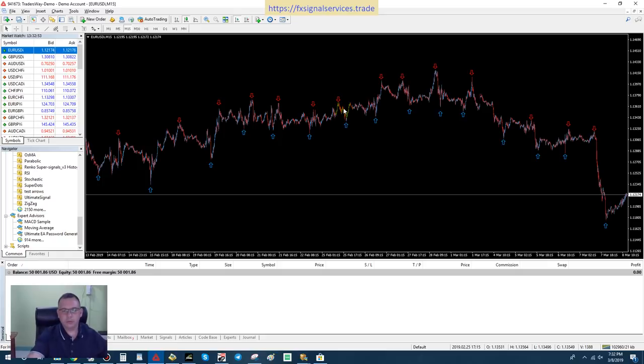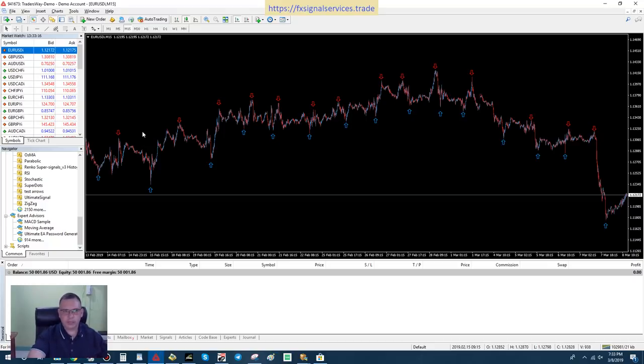I would probably load this on one or two currency pairs. You don't need very much. Stick with the major currency pairs: Euro USD, Pound USD, AUD USD, whatever the major pairs are for your broker. Those usually have the lowest spread and the lowest commissions, and that'll increase your profits.